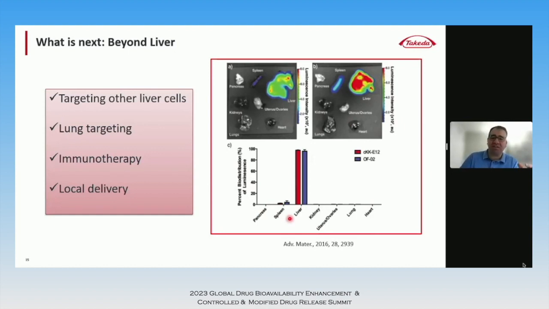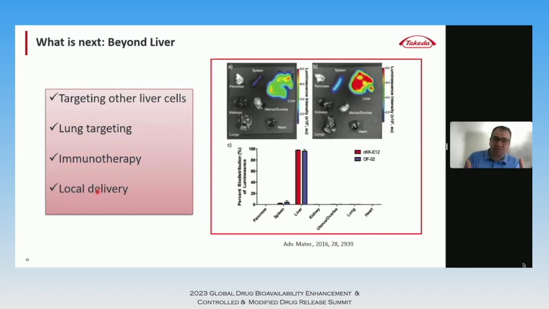So then the question is, are these LNPs limited to only liver and vaccines, and how can we unfold their full therapeutic potential for the other organs, right? Can we still deliver them to liver, but not the hepatocytes? We have other cells in the liver like stellate cells, which are important for liver fibrosis. Lung targeting is important because of cystic fibrosis. People start using LNPs for immunotherapy and local delivery for the eye.